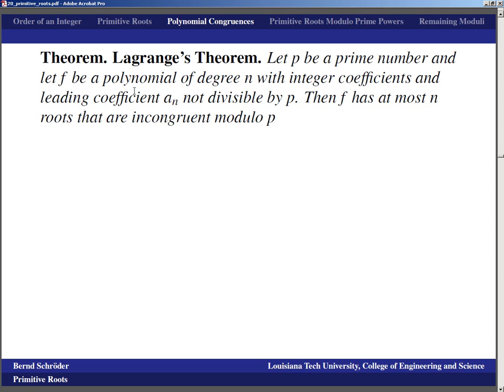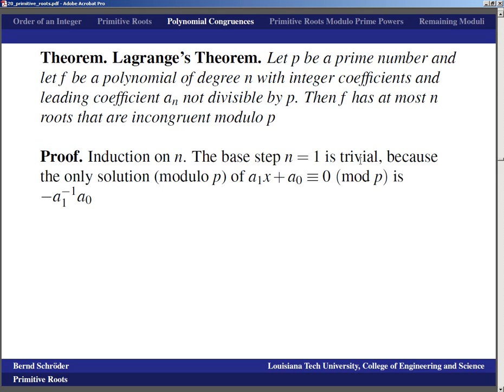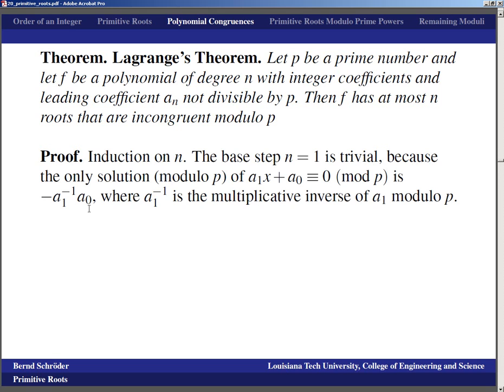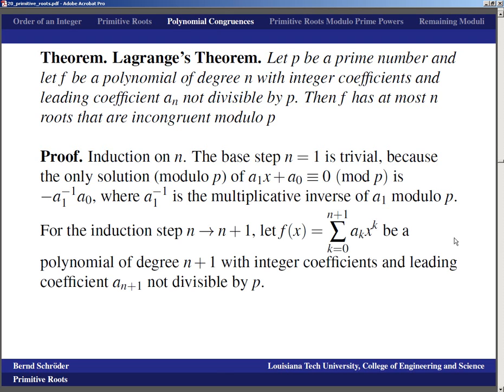So when p is a prime number and f a polynomial of degree n with integer coefficients and leading coefficient a_n not divisible by p, then f has at most n roots that are incongruent modulo p. How do we prove that? Well, we prove it by induction on n. And the base step for n equals 1 is quite trivial, because the only solution modulo p of a_1 x plus a_0 equivalent to 0 modulo p is negative a_1 to the negative 1 a_0, where a_1 to the negative 1 is the multiplicative inverse of a_1 modulo p, which is of course standard notation in algebra.